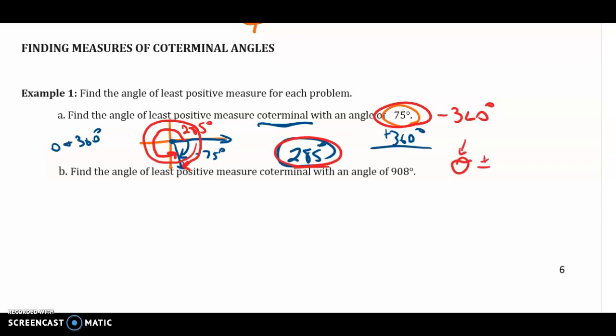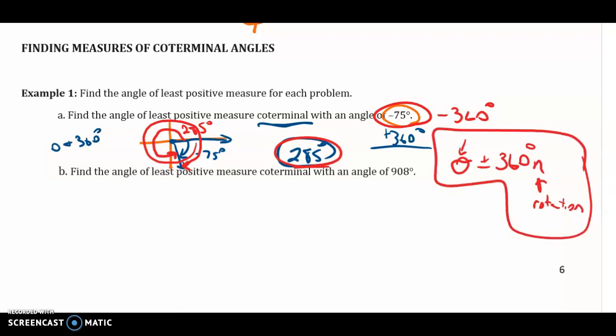So theta is going to be your angle measurement. Theta is going to be used a lot in trig. It's just like a variable. So theta plus or minus 360 degrees times n, and n is our rotation. And that is going to be a generic form to figure out those coterminal angles.